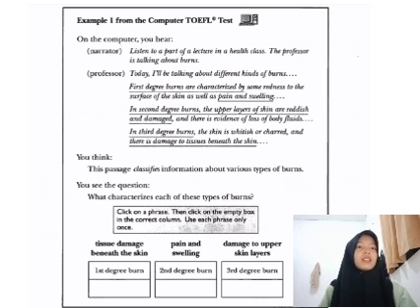Narrator: Listen to a part of a lecture in a health class. The professor is talking about burns. Okay, talking about burns, yeah. Professor: Today I'll be thinking about different kinds of burns. Different kinds of burns. So you have to directly remember it and differentiate it in your mind. Or maybe you can write it, yeah, when you are exercising.